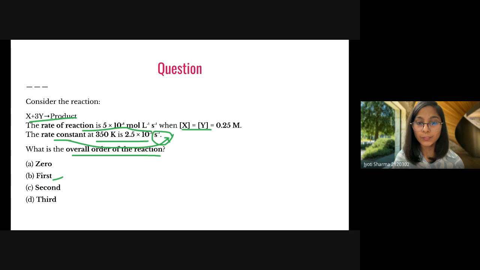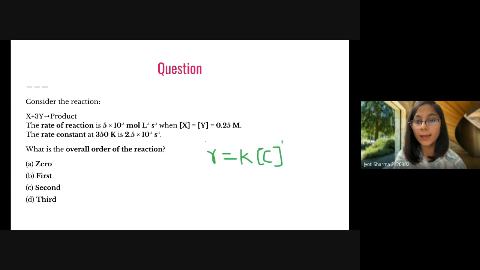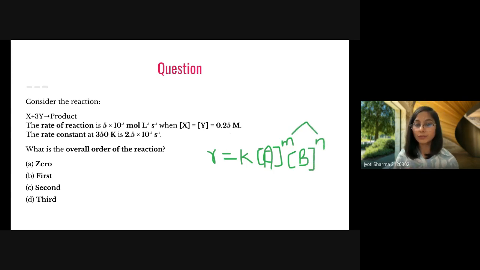We know the rate of reaction is equal to K times the concentration of your reactant A raised to the power m, times the concentration of B raised to the power n. These are the orders of your reaction. So the overall order of the reaction will be nothing but m plus n.